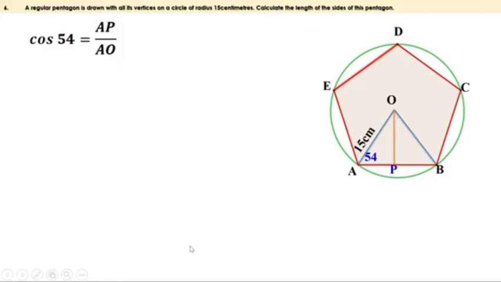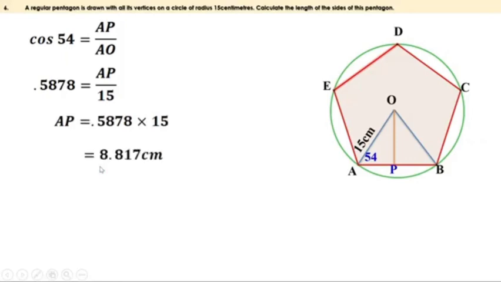So cos 54 is equal to AP by AO. AO is your hypotenuse given 15 cm. That is, cos 54 is equal to AP by 15. That is 0.5878 is equal to AP by 15. Then what is AP? AP is equal to 15 into 0.5878. That is half of, we got half of the side, 8.817 centimeters. AP is half of the side. Then what is your side? AB. AB is double of AP. Therefore, AB is equal to 2 into 8.817, which is equal to 17.634 centimeters.